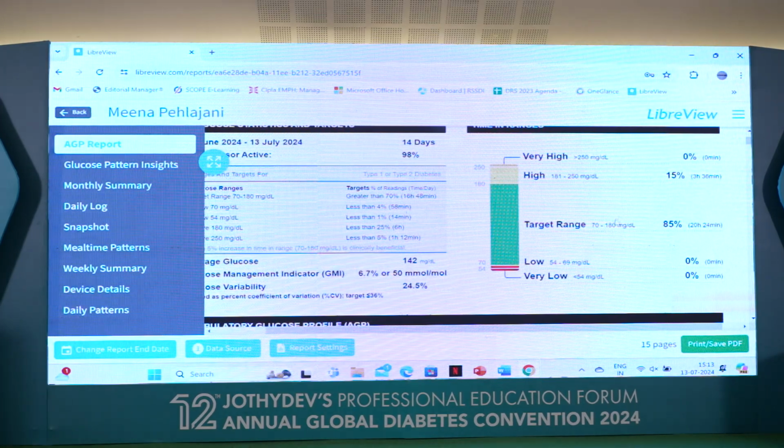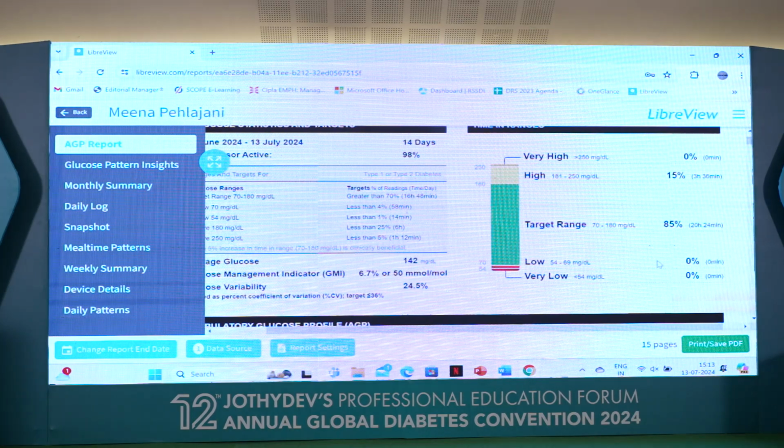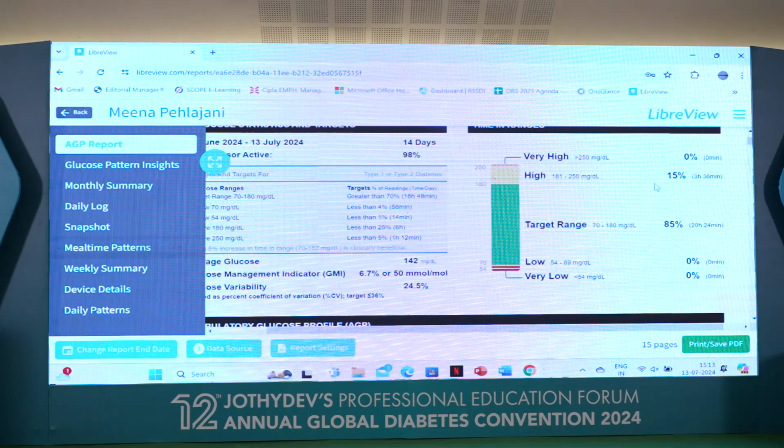Well, the target range, which was 70 to 180, she's doing 85%, which is wonderful. There's no low, and she's doing 15% in the above 180 zone, nothing beyond 250. So I would say she's doing extremely well. She's as per target doing well.